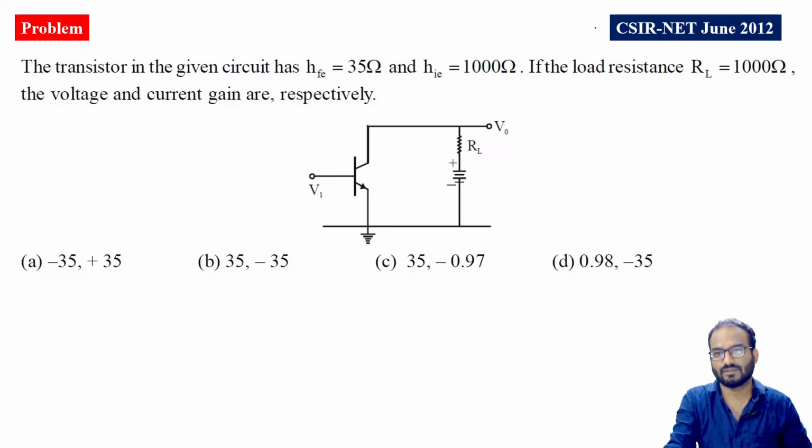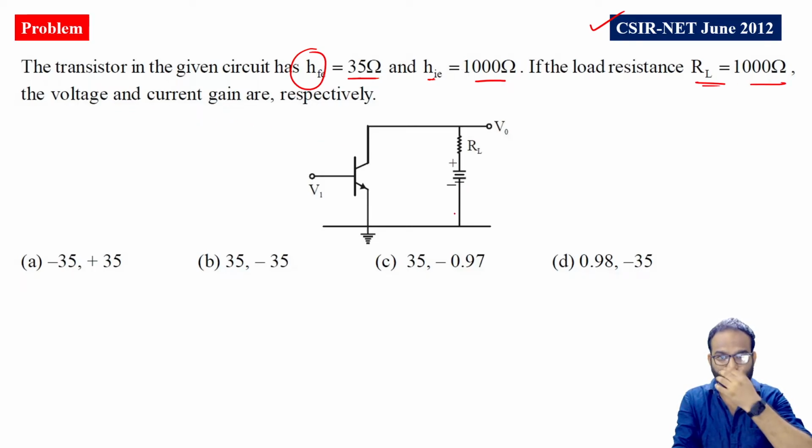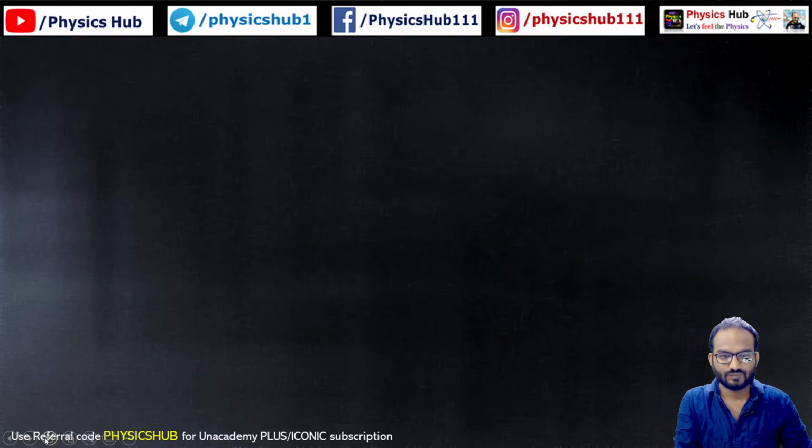This is given in CSIR-NET June 2012. The transistor in the given circuit has hFE equal to 35, hIE equal to 1000 ohm, load resistance RL equal to 1000 ohm. Find the voltage and current gain. Okay, so things are given pretty simple, so we can utilize directly the formula.